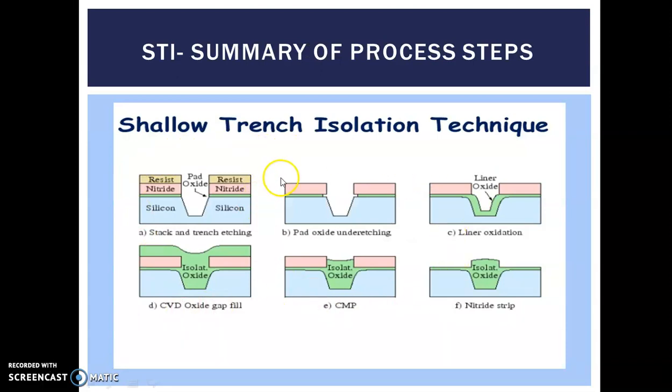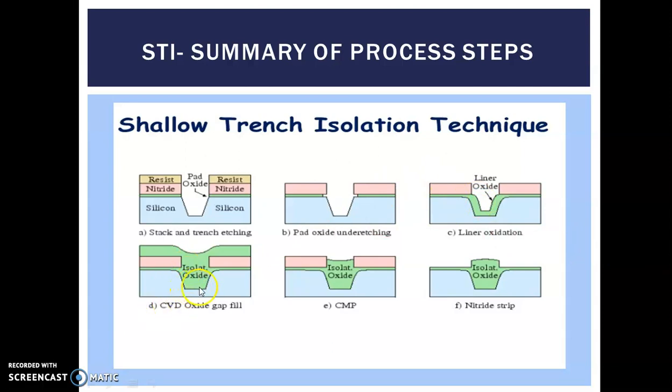Now you can see here the summary of all these steps. In the first step, a trench is cut into the silicon. Then you can see that while etching this trench, under etching of the pad oxide is also observed. Subsequently, the liner oxidation, that is the small thin layer of thermally grown oxide, is done here.